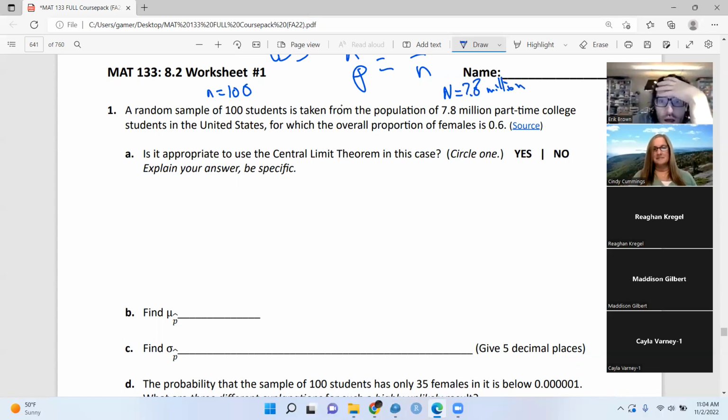Okay. Part-time college students in the US, for which the overall, here's the key word. This says we are working with a p hat proportion. And then the other clue is that we have a 0.6 here. Anytime you have a percentage for your data value or for your statistic, you know it's a proportion. So that's one of your other clues.